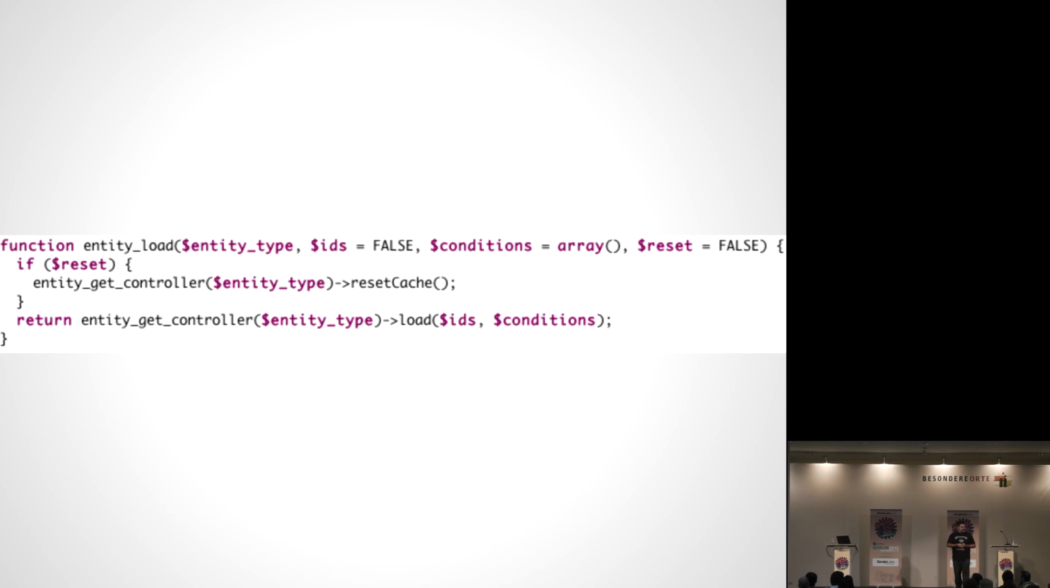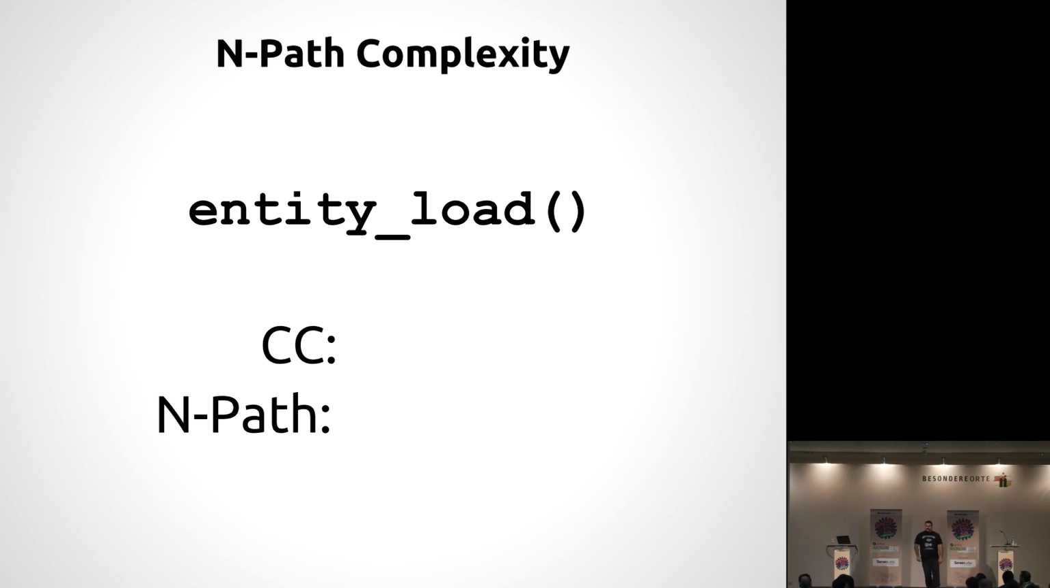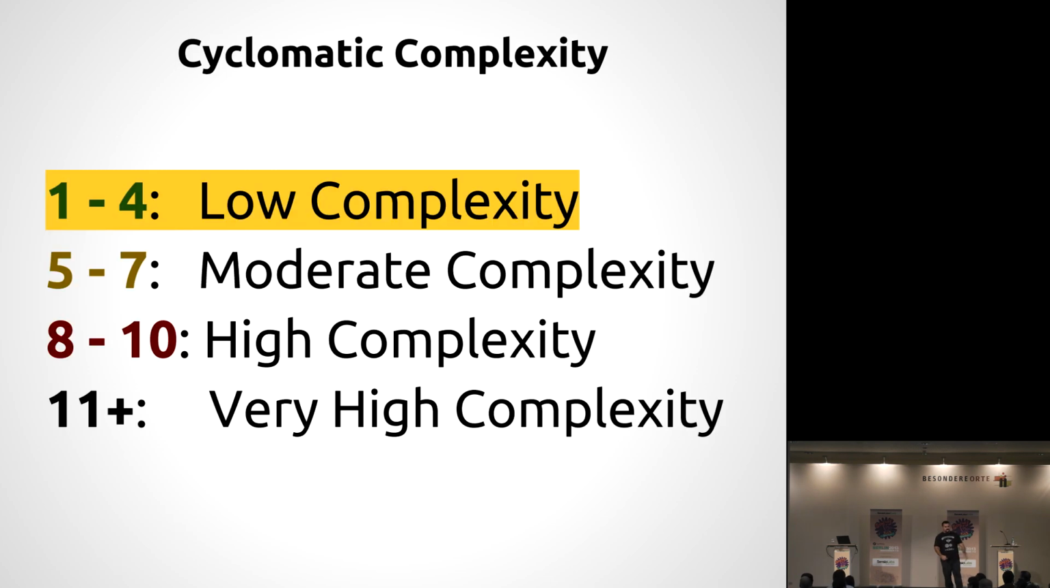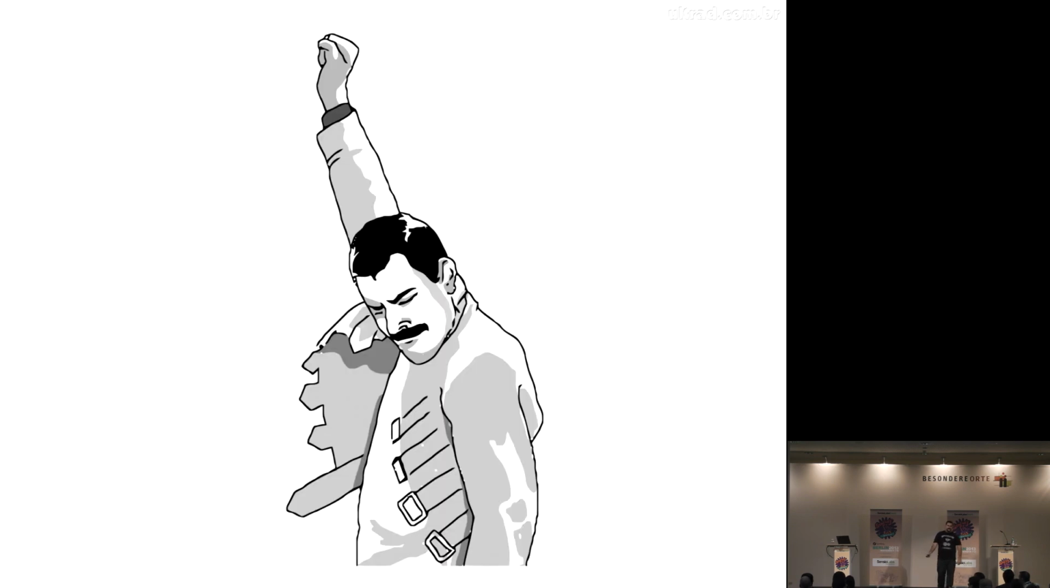So the first one I'd like to take is a piece of code from Drupal 7. This is production code, entity_load. You have a single if statement and a return. Really simple code, right? Cyclomatic complexity is 2, which if you remember is very low. And end-path complexity is 2. This is good code, this is awesome code, this is winning.